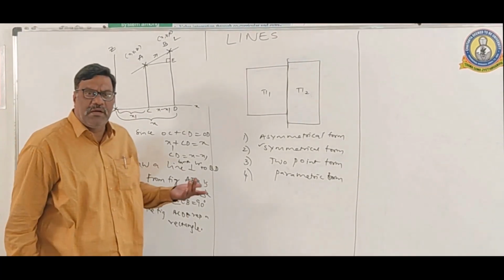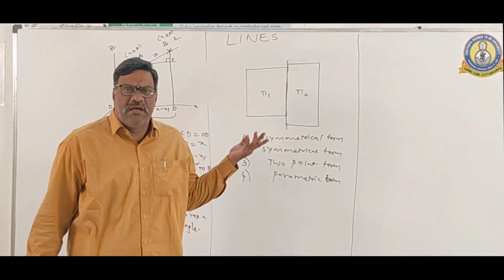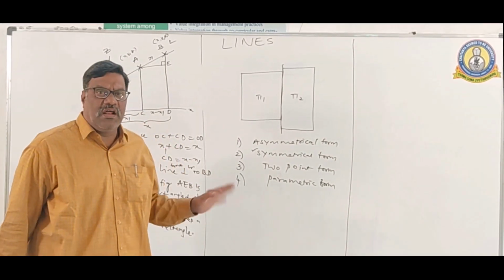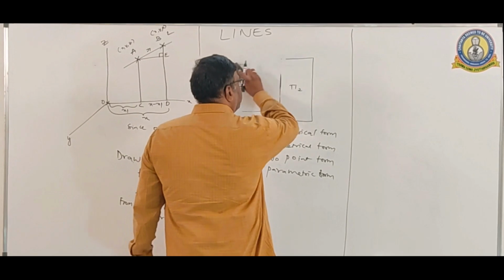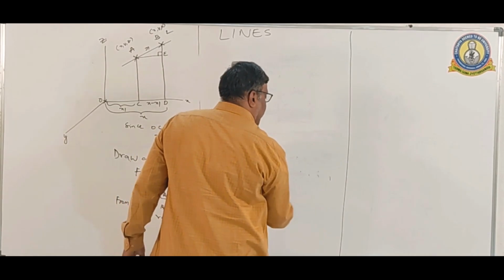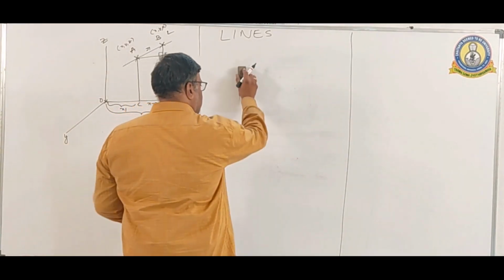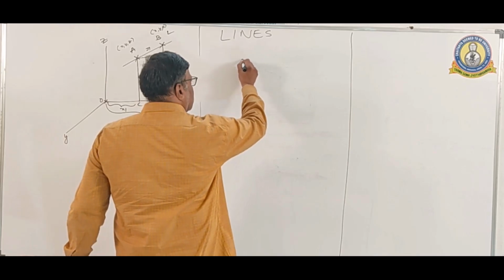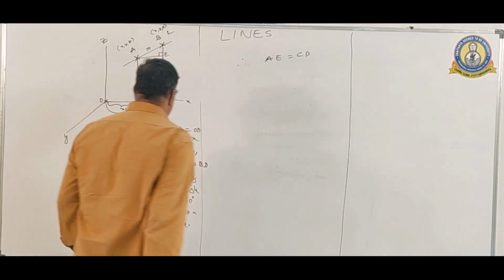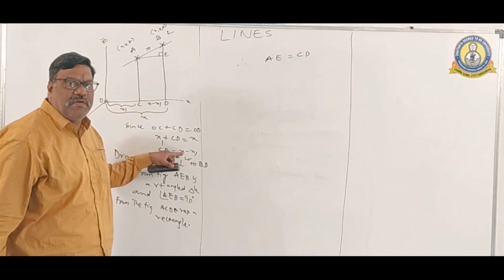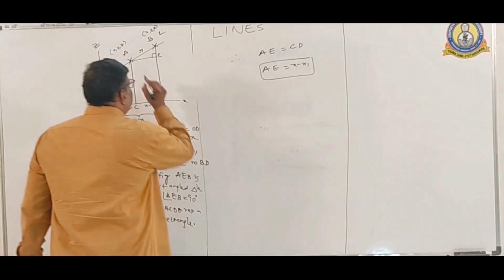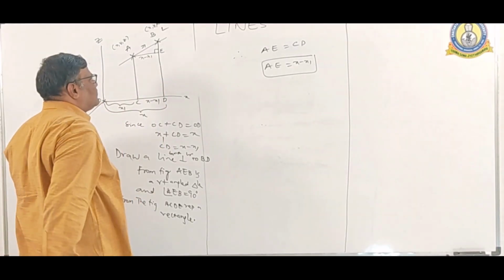In a rectangle, the common property is that opposite sides are equal. Length will be equal, breadth will be equal, but length is not equal to breadth. But for a square, all sides will be equal. Therefore, AE is equal to CD. But we have obtained CD as x minus x1. Therefore, the AE value is x minus x1.